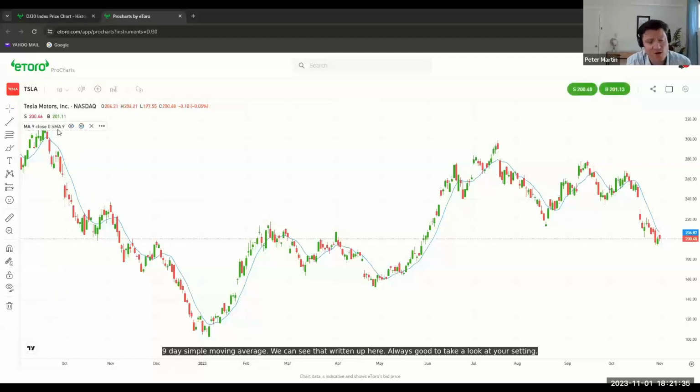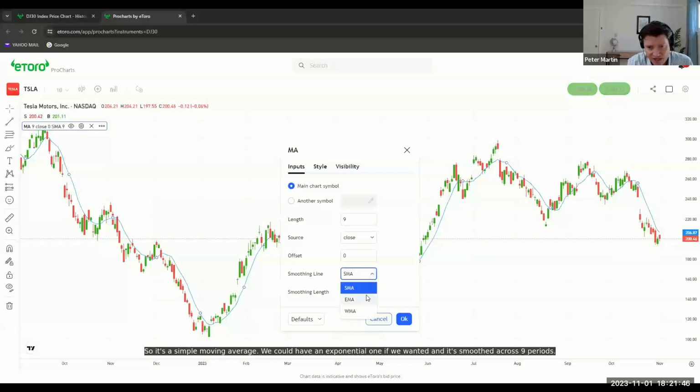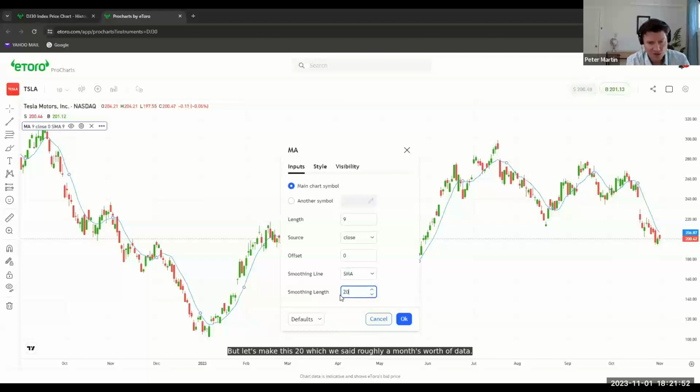Always good to take a look at your settings. So if we click on this cog, we can see what the inputs are, which are our settings. So it's a simple moving average. We could have an exponential one if we wanted, and it's smoothed across 9 periods. But let's make this 20, which we said is roughly a month's worth of data.